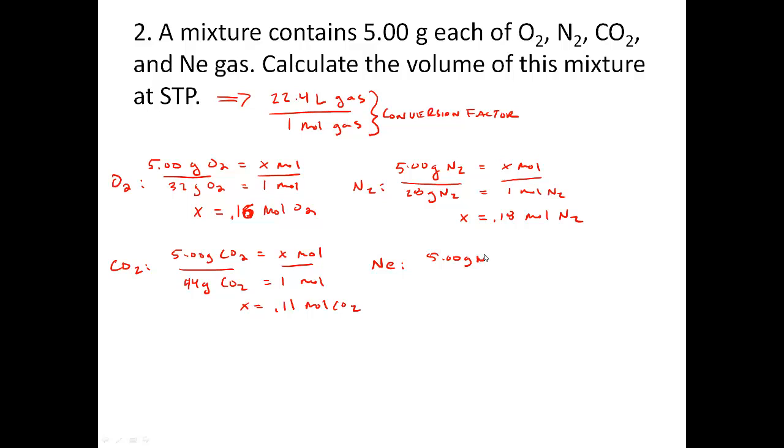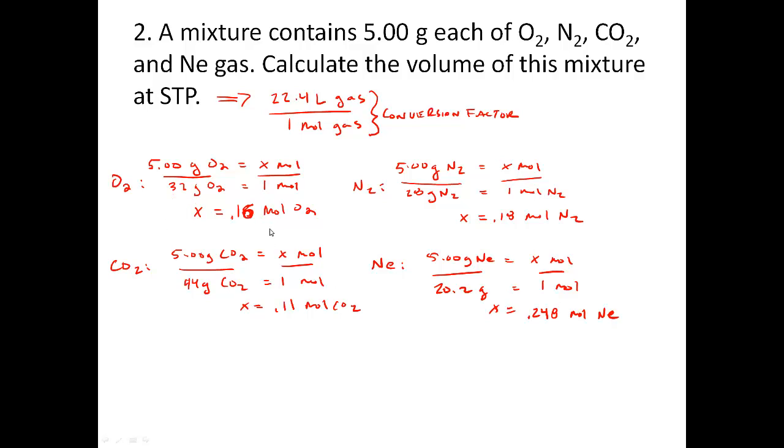5 grams of neon is equal to x moles. Neon is 20.2 grams are in 1 mole. Make a proportion, cross multiply, solve for x. We've got 0.248 moles of Ne. Okay.